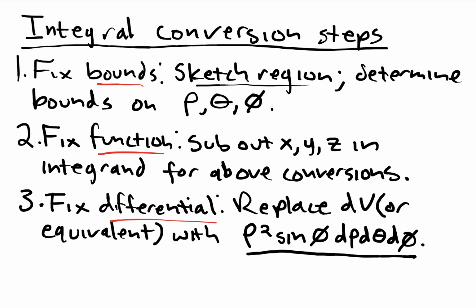The second thing that I'll need to do is fix whatever function I am looking at. This is exactly why I gave you those conversion formulas for x, y, and z, and also for the instance that you see x squared plus y squared plus z squared. If you have a function that you are trying to integrate and you see an x, you can replace it with the formula. If you see a y, you can replace it with the formula that I just gave you. Same deal if you see z.